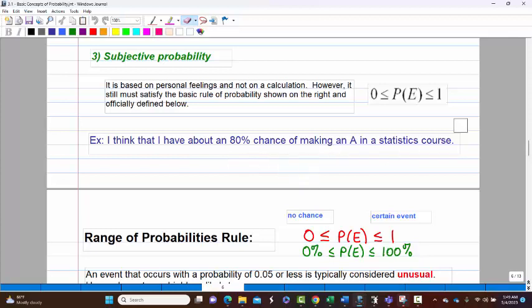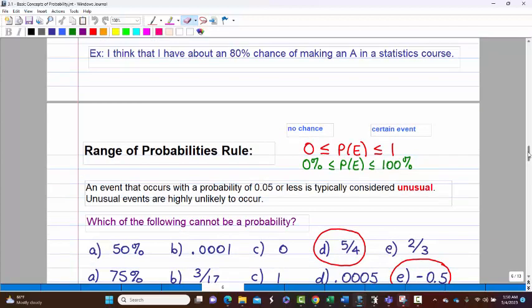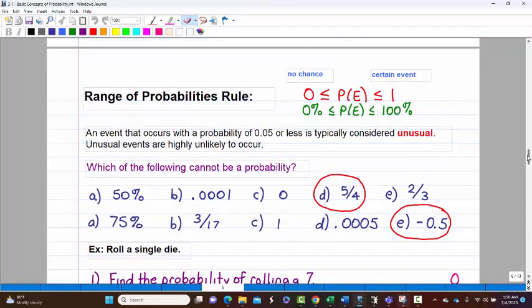So this will be very important on the range of probability. If you're working some sort of probability problem and you say, I swear the answer is 1.2, it's not. It cannot be. It's got to be between 0 and 1 when it's in regular number form, not percent.